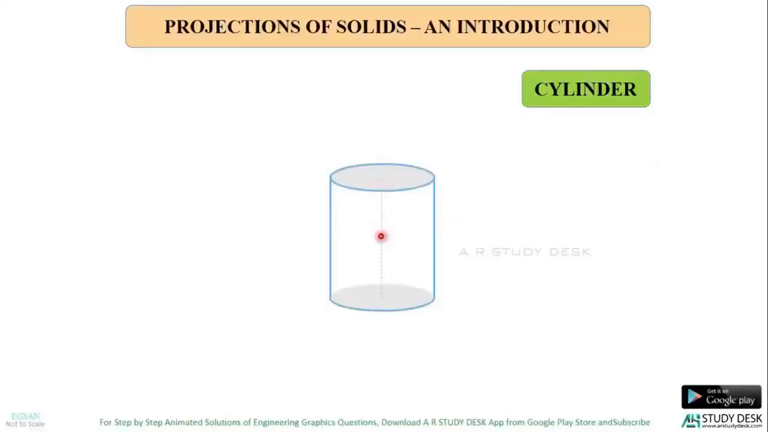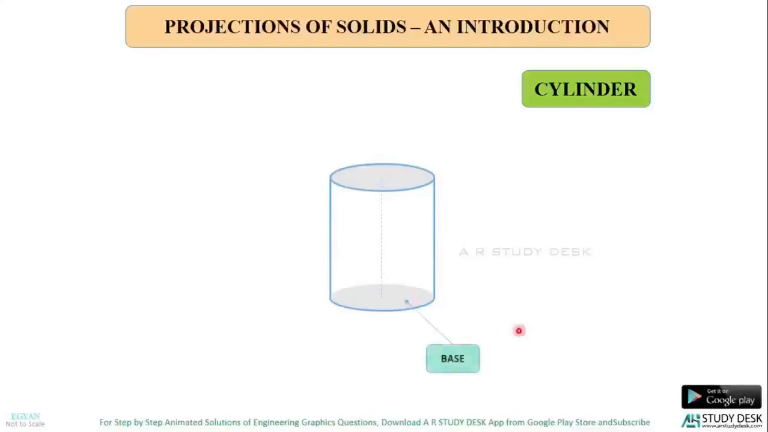We'll keep this axis which is vertical like this. Then I'll keep a line here which is parallel to this axis. Now I'll rotate this line about this axis like this. So what happens? A cylinder is generated.